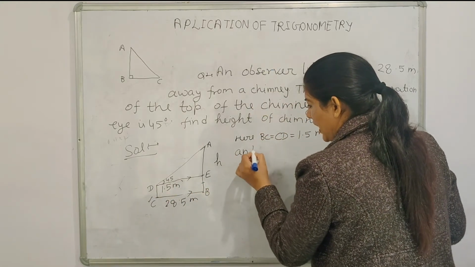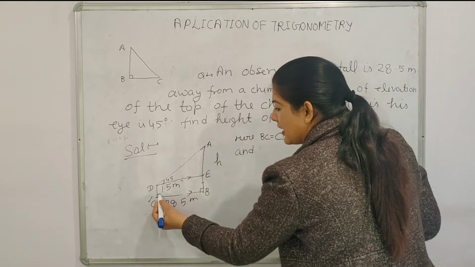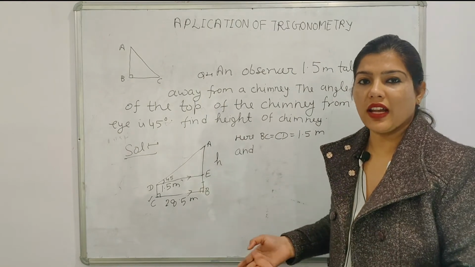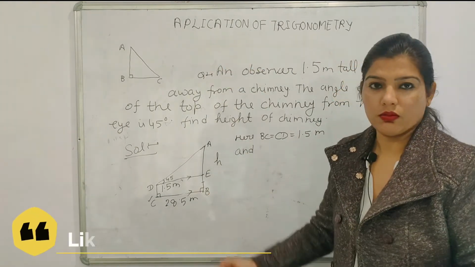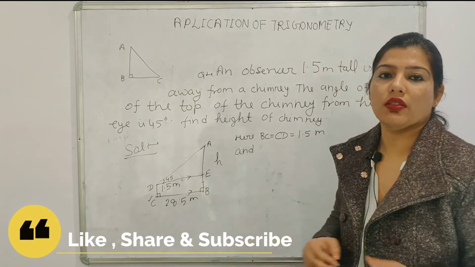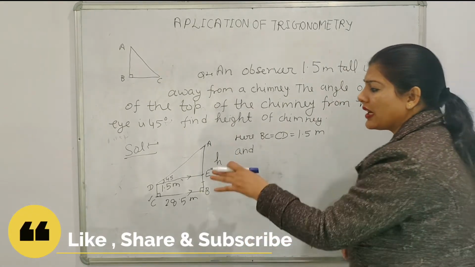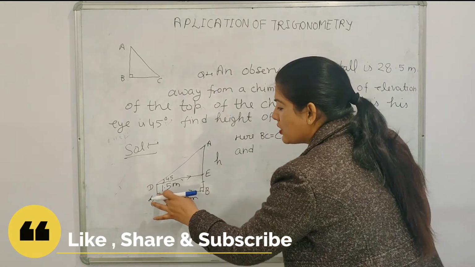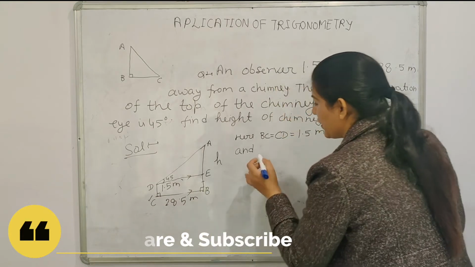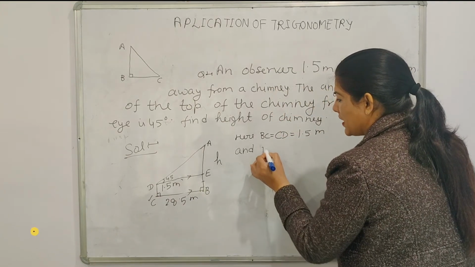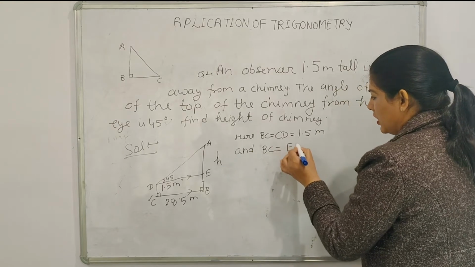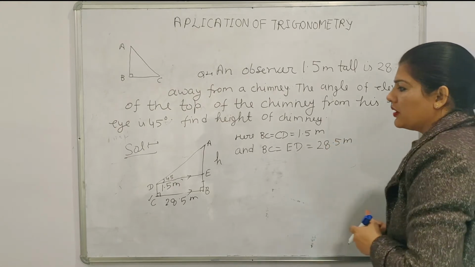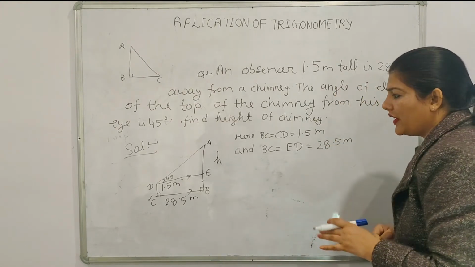And as this angle is 90, this angle is also 90, because the angle between my leg and the ground is 90 degrees. Same, if you stand a pole on the ground, then the angle between the ground and the pole will be 90 degrees. So you can say it is a rectangle, and the opposite sides of a rectangle are always equal and parallel. So this is 28.5. You can say BC equals ED equals 28.5 meter. So now we can find H.